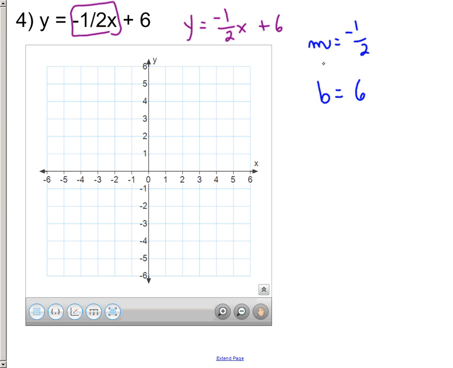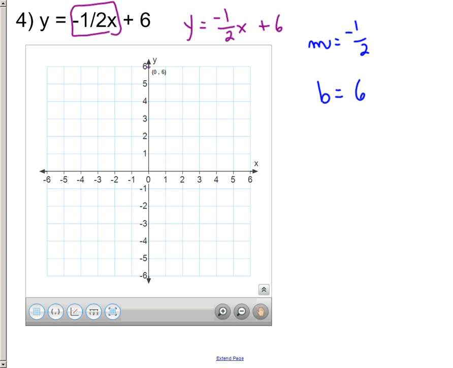Where do I start? Always start with your y-intercept, because you don't know where to start moving unless you've got a starting point that's on the line. And the only thing that we know is the line's going to go through positive 6 on the y-axis.